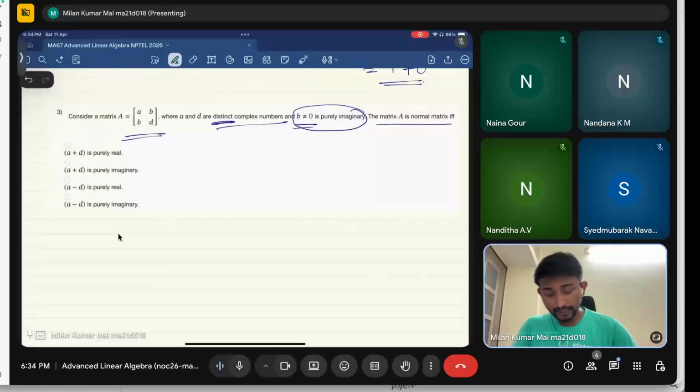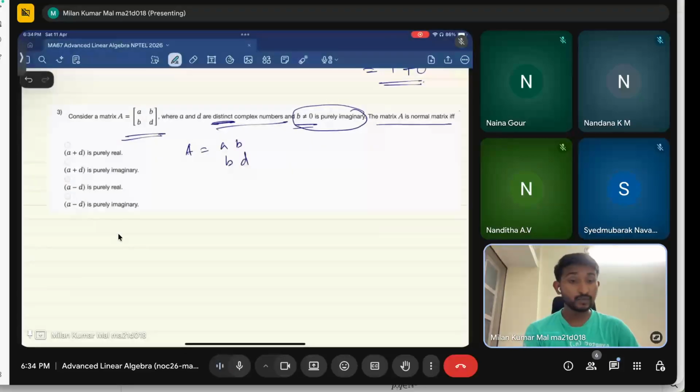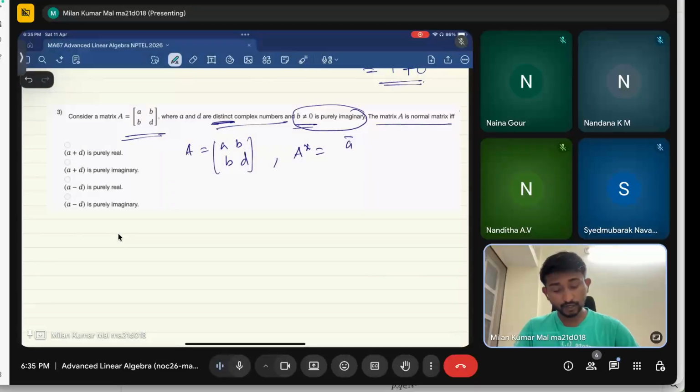Let A equal the matrix with rows (A, B) and (B, D). You can look at it carefully. This is actually a symmetric matrix, but symmetric does not do anything here. This is an observation, you can say. Now what is A star? A star is the conjugate transpose, so we have to take the conjugate and the transpose. But here it is symmetric, so the transpose is not going to do anything.